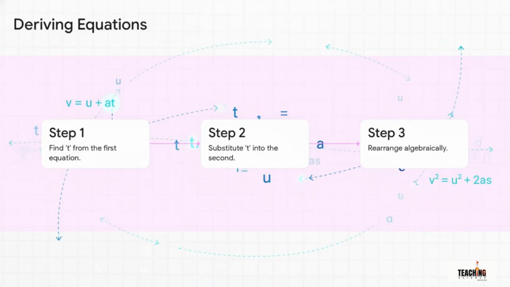But what if we hit a problem where we just don't know the time? Well, we can actually combine these 2 primary equations to create a brand new one by completely eliminating the time variable t. Follow along with me here. Step 1, we take that first equation and carefully rearrange it to isolate t. Step 2, we take that new value of t and plug it into every single place we see a t in the second equation. And step 3, we just apply some basic algebra to simplify and rearrange those terms.